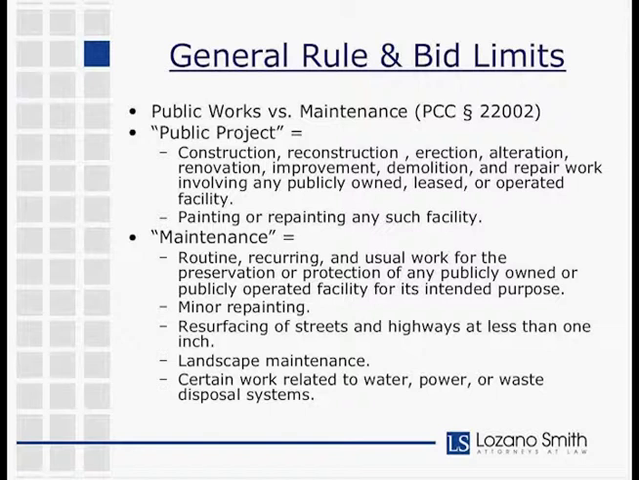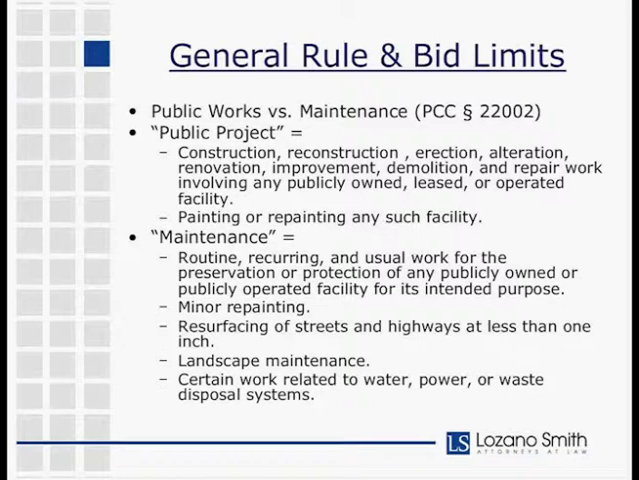So one thing I just want to cover here is the definitions of public project and maintenance, because there can be some overlap and some confusion between the two. Both of them are actually defined terms in Public Contract Code 22002. And the reason, again, that this is significant is because if something is a public project, it's going to be subject to the $15,000 bid limit. If something is maintenance, it's subject to the higher $84,100 bid limit.